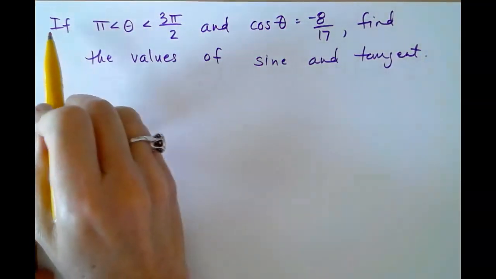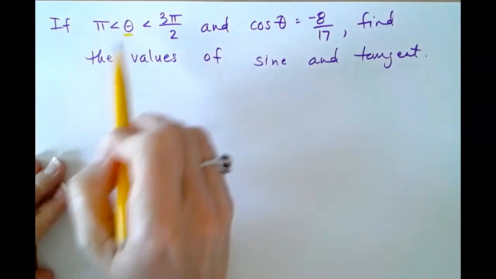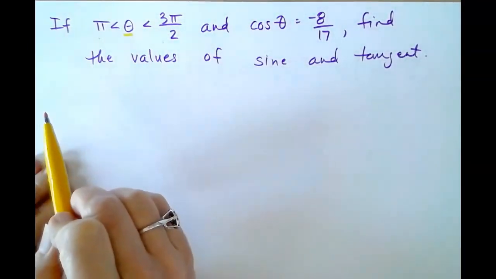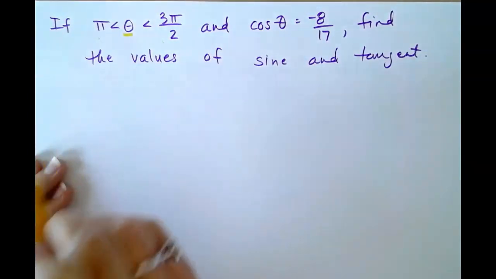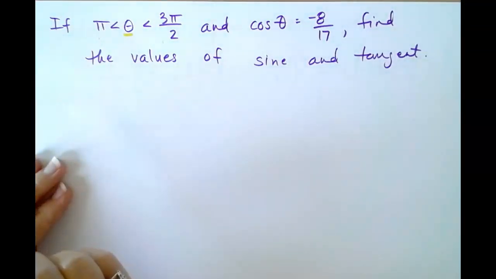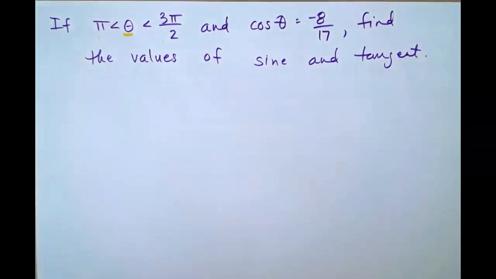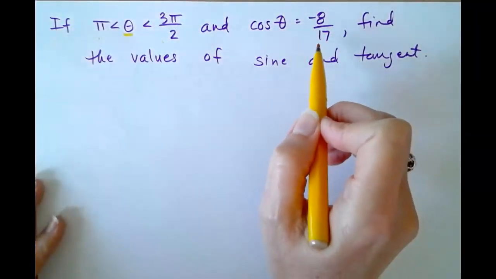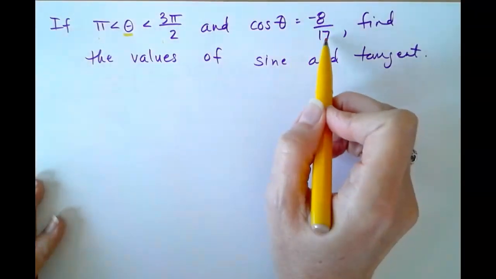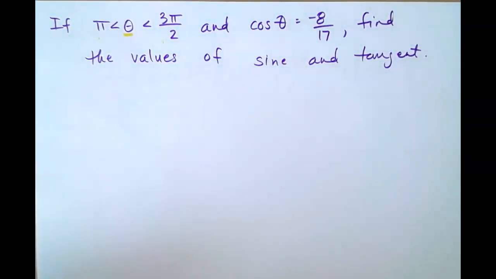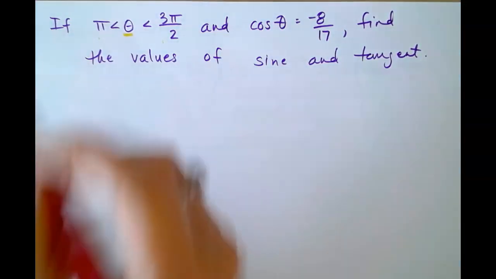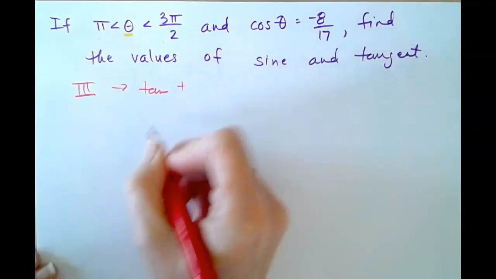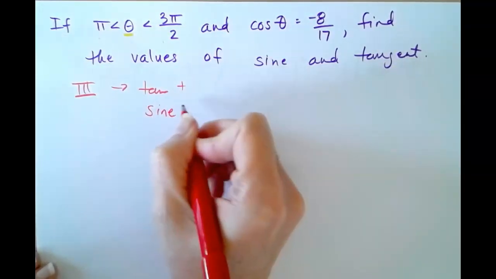First given is if theta is in between pi and 3π/2. So once again, if theta is in between pi and 3π/2, that means it's in quadrant 3. This one's straight up telling you it's in quadrant 3. Cosine, again, is negative. It's -8/17. Find the values of sine and tangent. Now, if we're in quadrant 3, remember that makes the tangent positive and the sine negative.